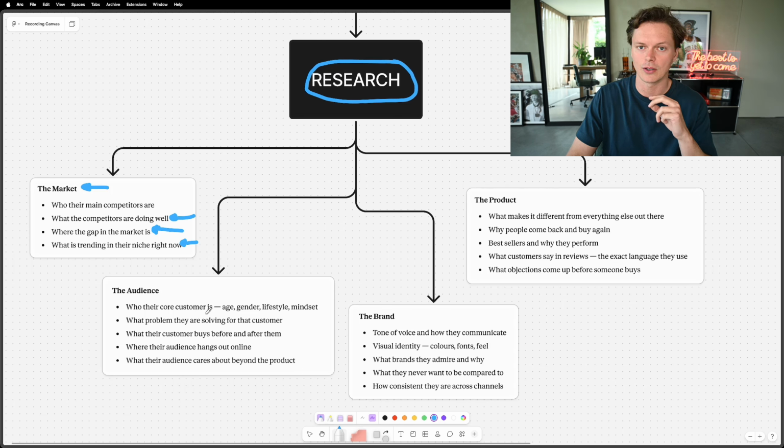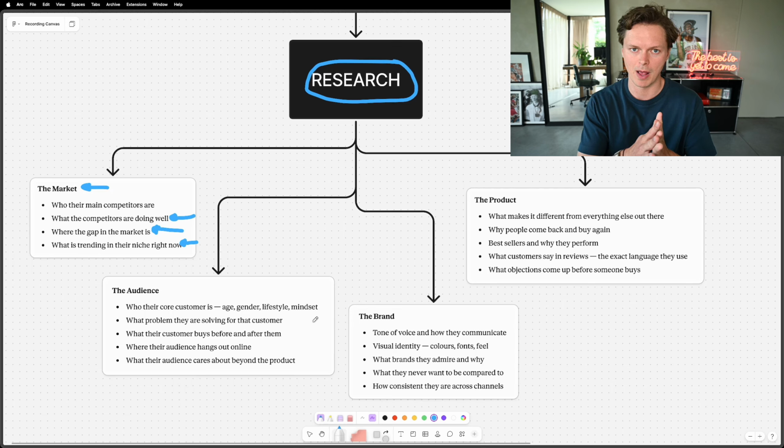Who is their core customer? Age, gender, lifestyle, mindset. What makes them tick? What makes them buy? What are they looking for? Or what problem are we solving for that customer? Is it a valid pain, or are we solving the problem, for example, of aspiration, right? You don't buy perfume, for example, because you necessarily smell bad.